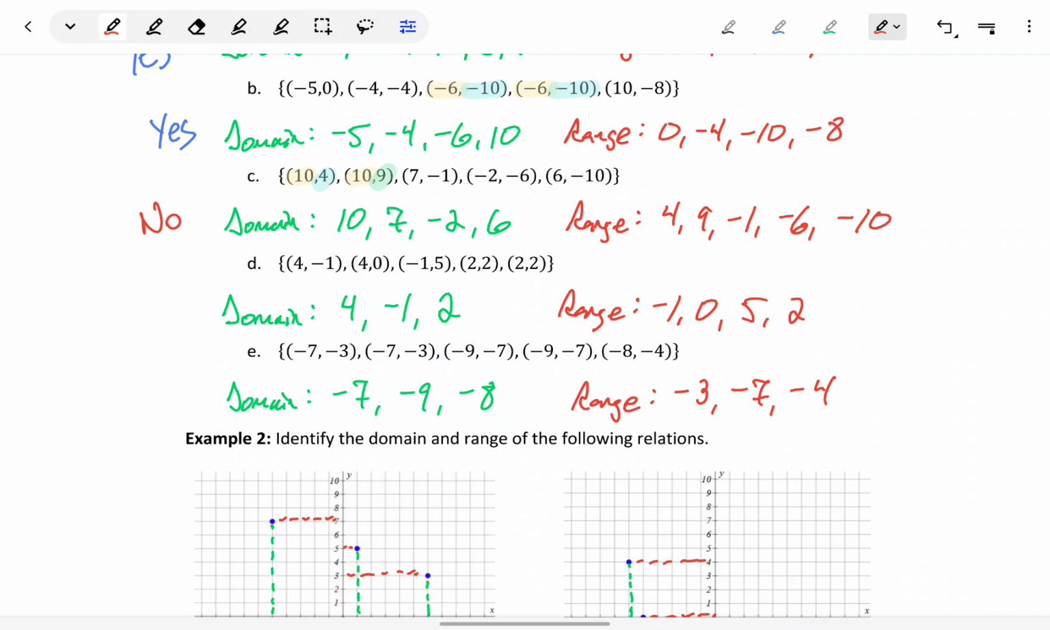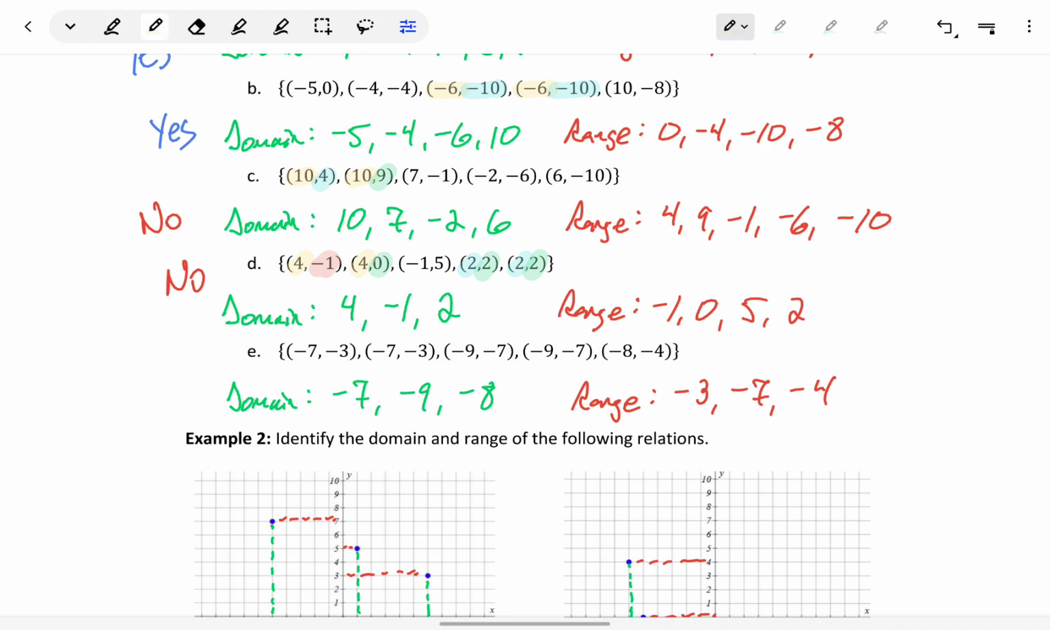In part D, we have x equals 4 and x equals 2 being repeated. When x equals 2 is repeated, it's paired with the same y variable each time, but 4 is paired with two different values. So since x equals 4 is paired with different y values, then that is not a function.